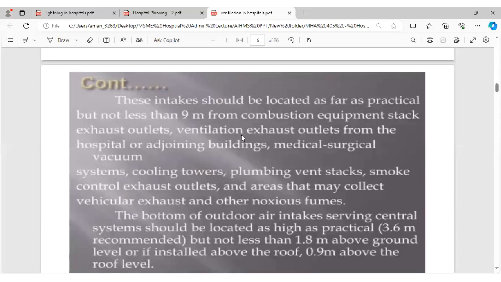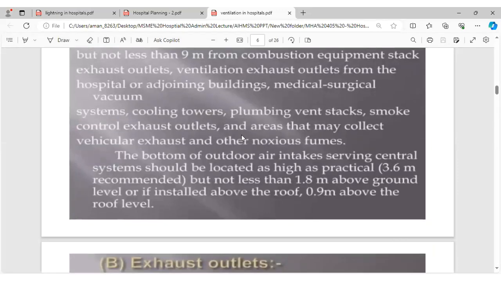These intakes should be located as far as practical, but not less than 9 meters from combustion equipment stack exhaust outlets, ventilation exhaust outlets from the hospital or adjoining buildings, medical-surgical vacuum systems, cooling towers, plumbing vent stacks, smoke control exhaust outlets, and areas that may collect vehicular exhaust and other noxious fumes.